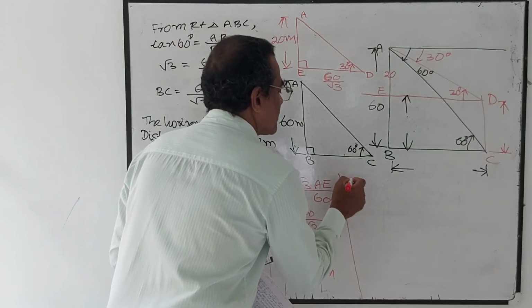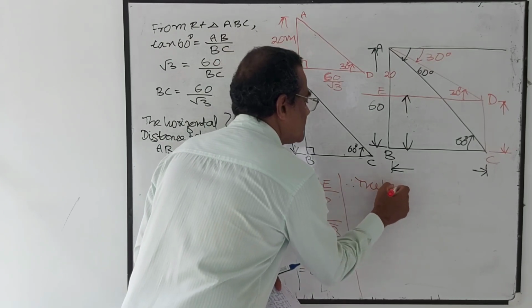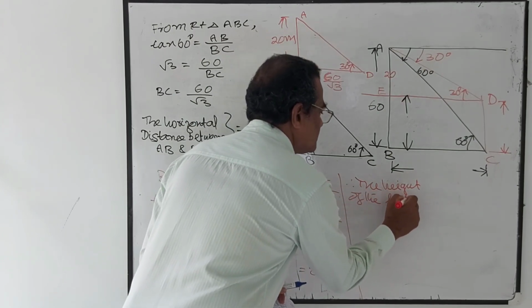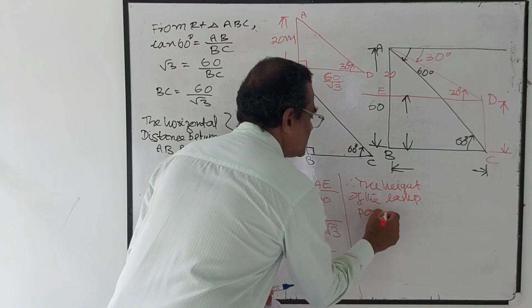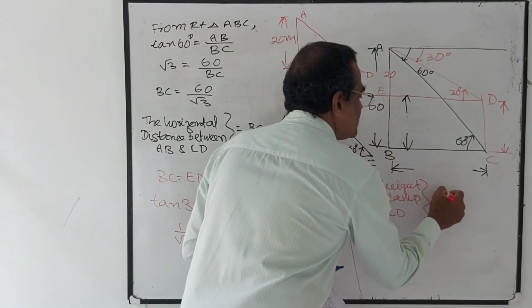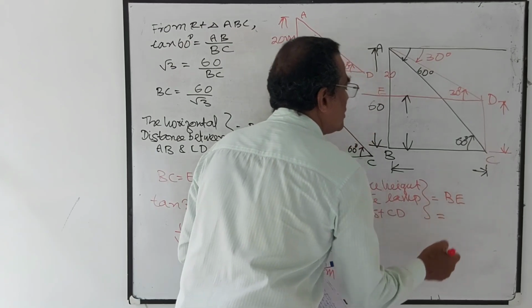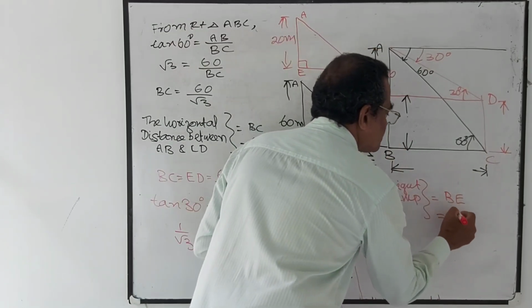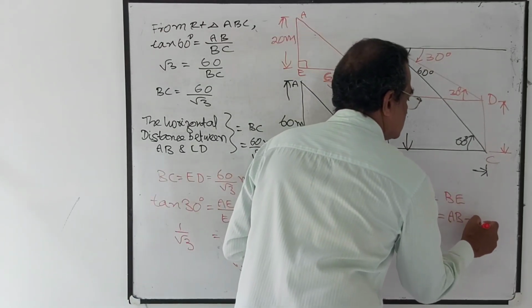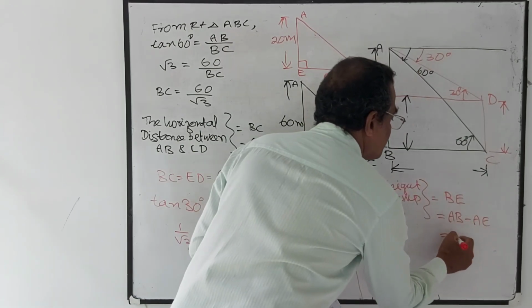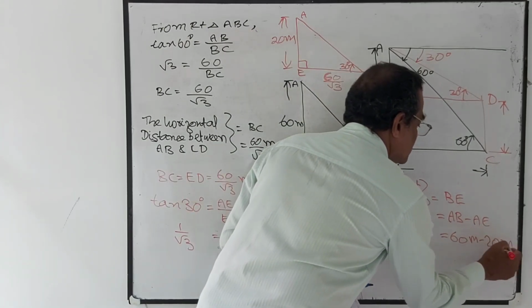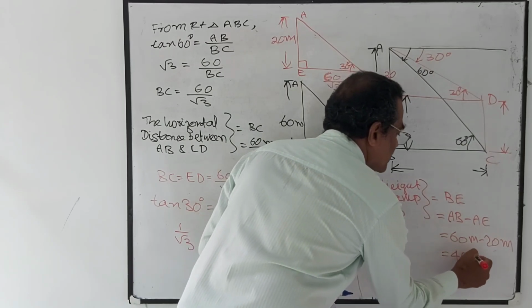Therefore, the height of the lamp post CD equals BE, and BE equals AB minus AE. AB is 60 meter and AE is 20 meter. So the height of the lamp post is 40 meter.